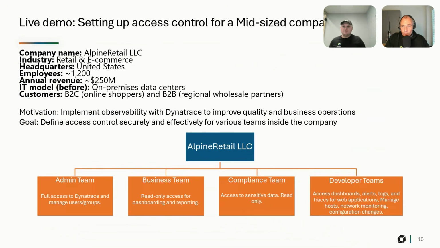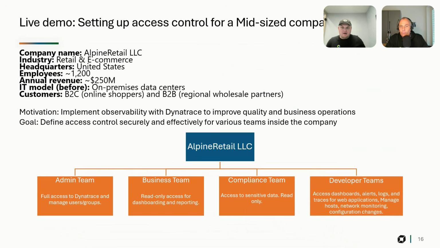Okay, let's go to our live demo. Before we go into the live demo, I want to quickly give a profile of a company. So we have a retail and e-commerce company with $250 million annual revenue. They have a heavy footprint in online shopping as well as retail stores, and they want to implement observability with Dynatrace to improve their quality and business operations.